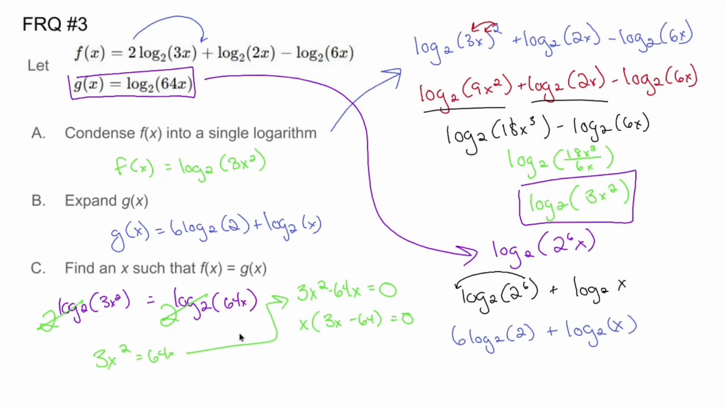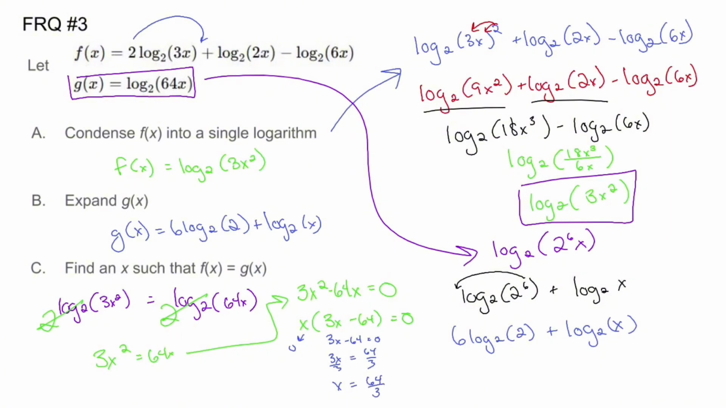Now, my zero product property says one of these factors is going to be 0. Here, if I'm going to do this, I have to do 3x minus 64 equals 0. To save some time, I'm going to add 64 to both sides. So that's going to equal 64. And I'm going to divide it by 3, and so x is going to equal 64 over 3.